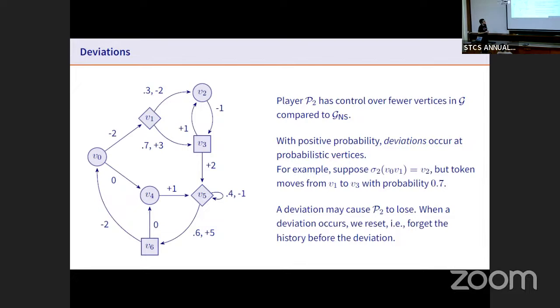So what we do is we construct a new strategy of player 2. Whenever an incorrect transition takes place in the stochastic game, we reset. That is, we forget the history that happened before the deviation. So player 2 starts playing as if the game started from V3 itself.